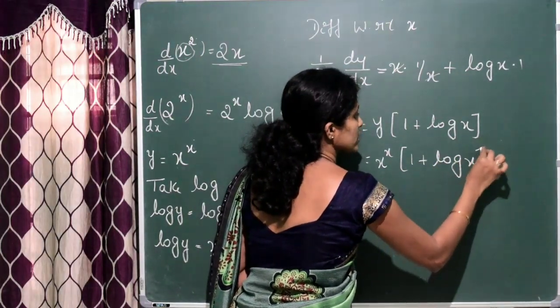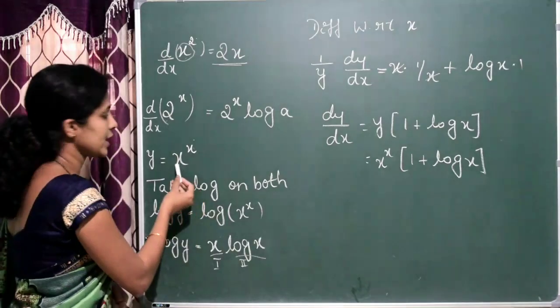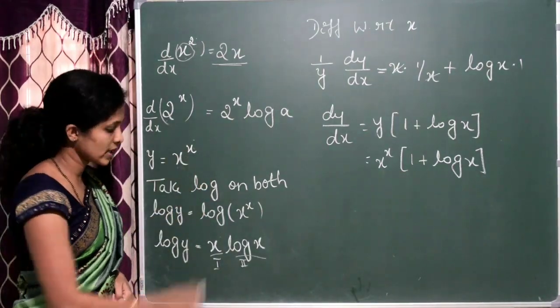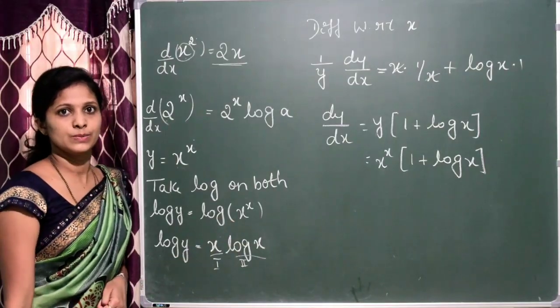I hope you understood this one. If both the variables, I mean base and the power, are variable, then you have to take log on both sides, then you have to apply the product rule.